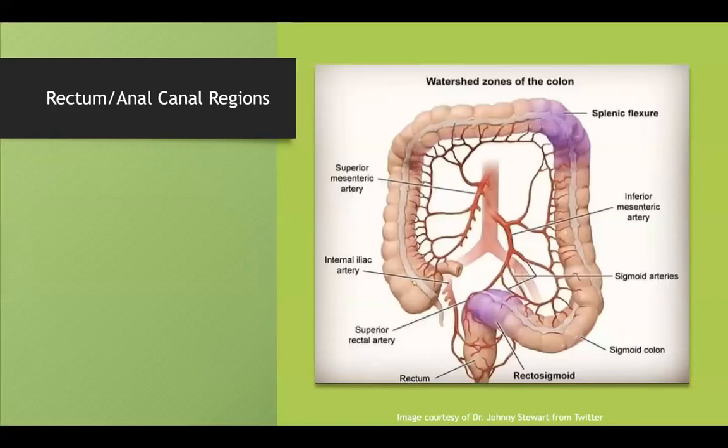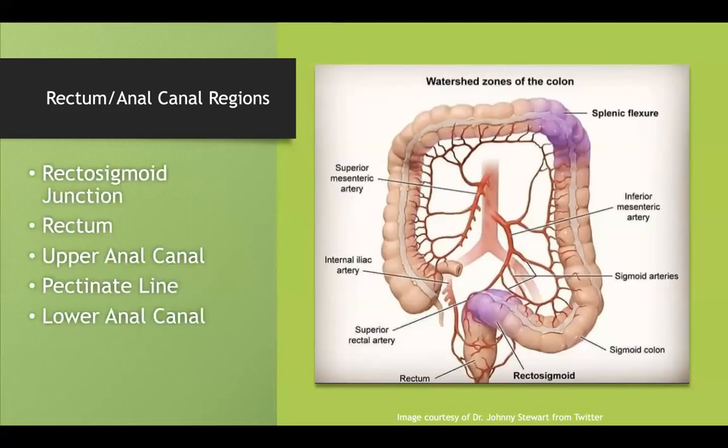And I want to begin by talking about some of the different regions of the rectum as well as the anal canal. And then we'll spend some time talking about the pectinate line, which is probably the most important and heavily tested concept in the entire rectum section, whether it's anatomy, physiology, or conditions. So there's 5 regions I want you to know about.